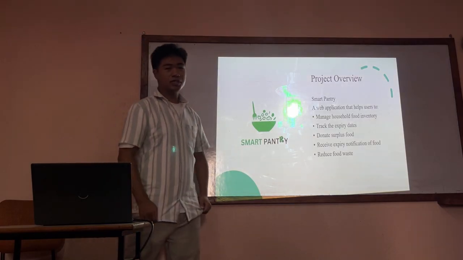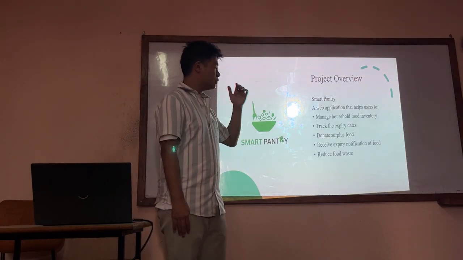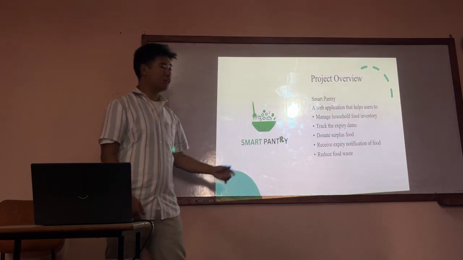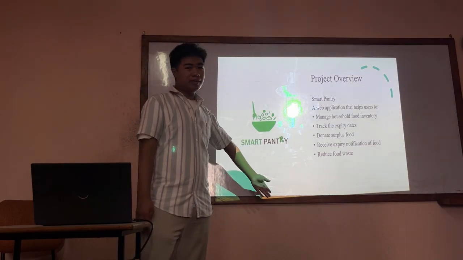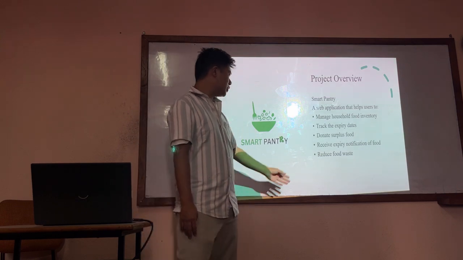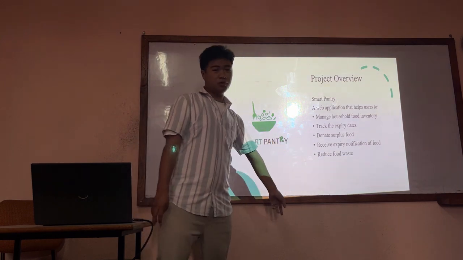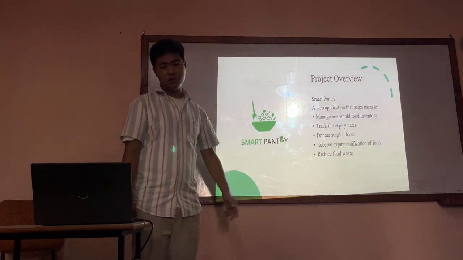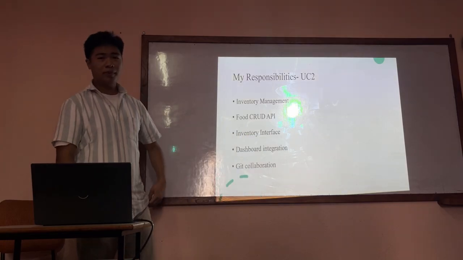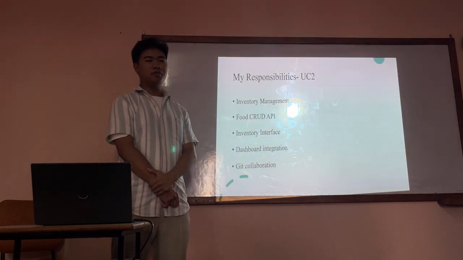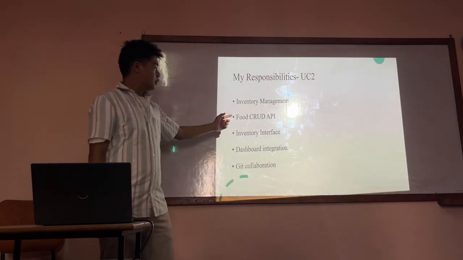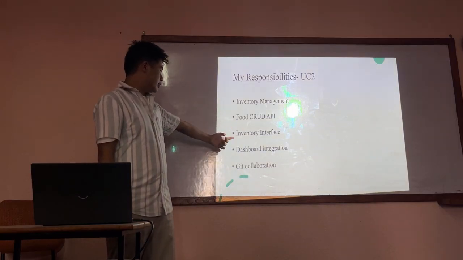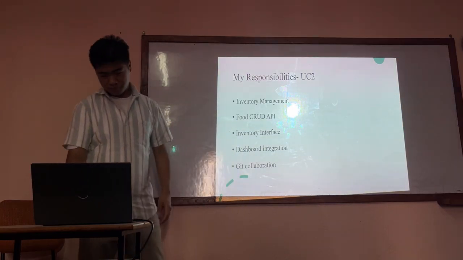So let's go with the project overview first. What is SmartPantry? SmartPantry is a web application that helps users manage household food inventories, track expiry dates, donate surplus food, receive expiry notifications, and reduce food waste. My responsibility in iteration 1 is use case 2, the inventory management system: the food group API, inventory interface, dashboard integration, and Git collaboration.